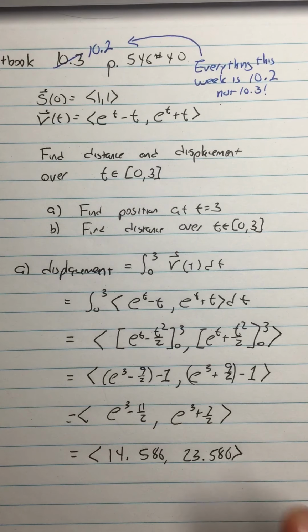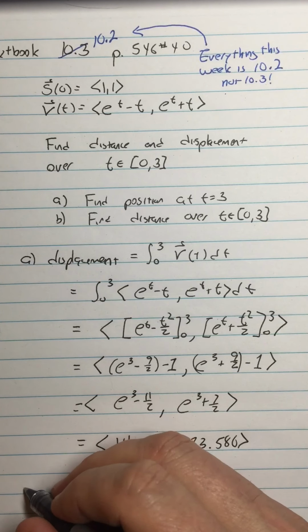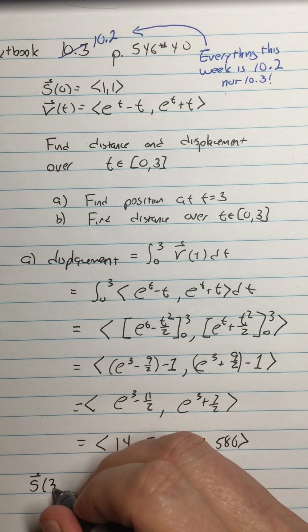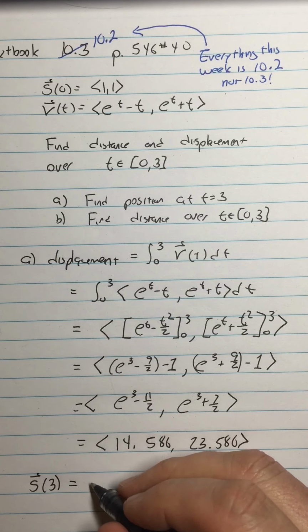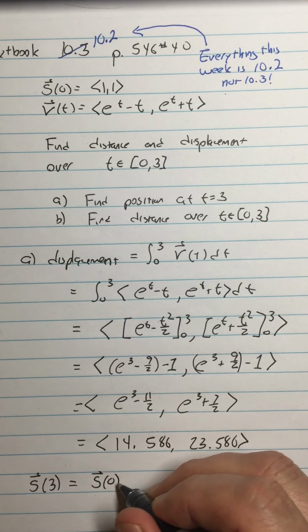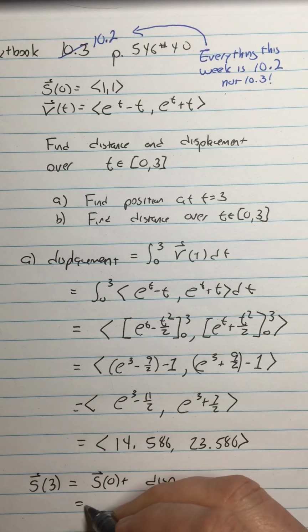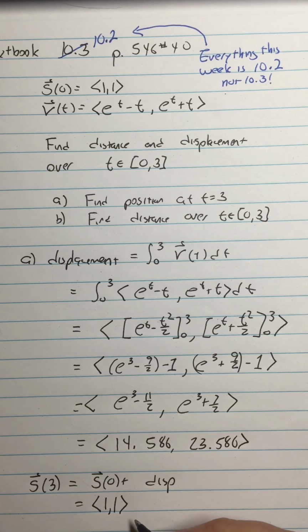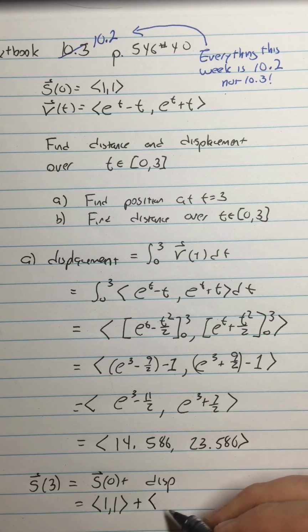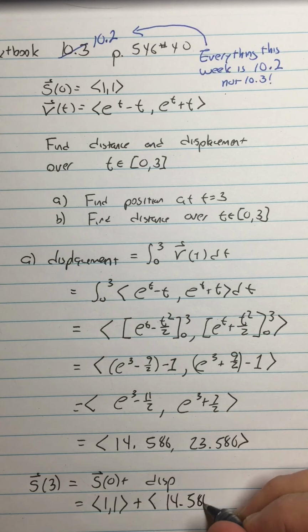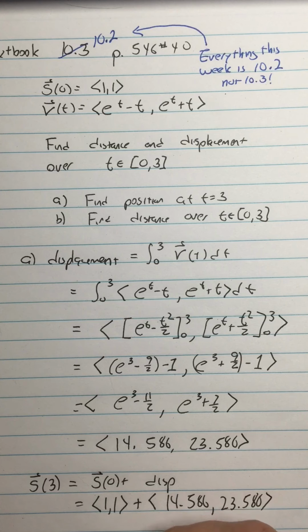Okay, so that's how far the particle has moved, but it was at 1, 1 to start with. So the position s of 3 is going to be the initial position s of 0 plus the displacement. So 1, 1 was like our starting point, and this is the direction and distance we moved. So we're going to add that vector, 14.586, 23.586. That means our new position is 15.586, comma 24.586.